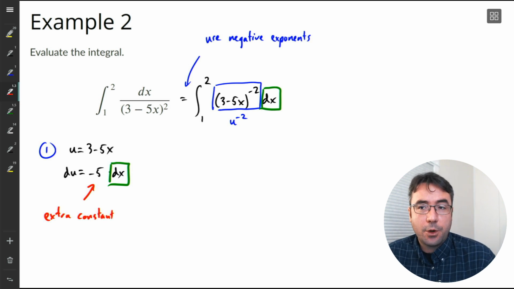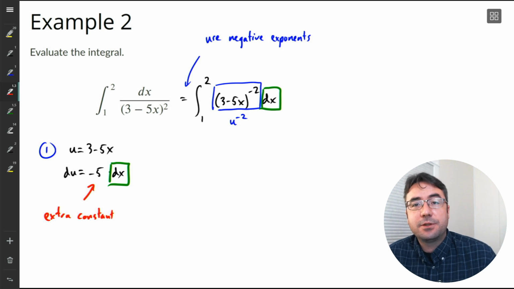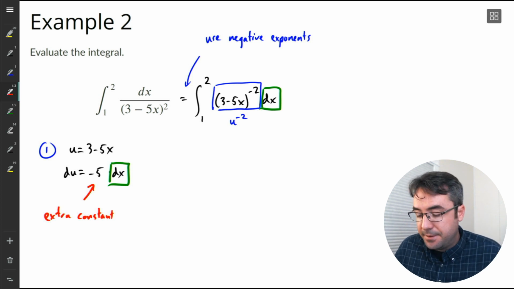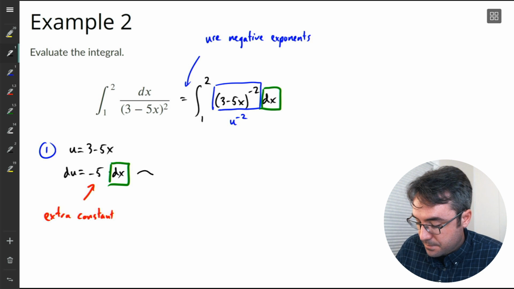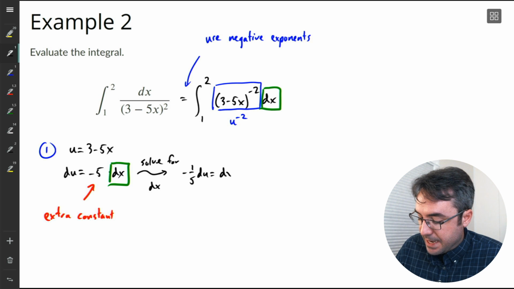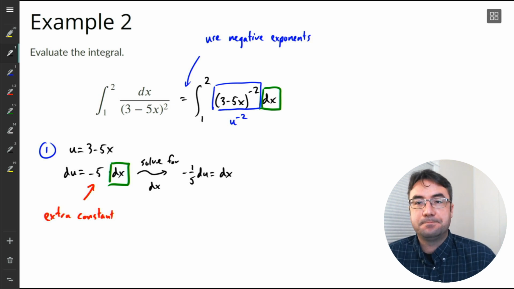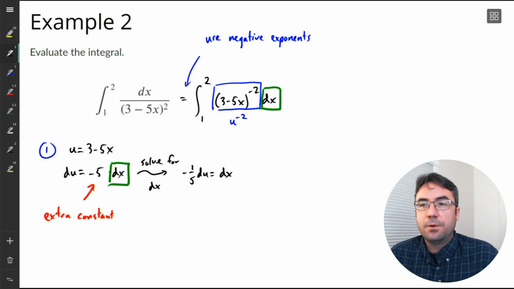And we know what to do with those. It doesn't show up in the original integral, so we move it to the other side. So we're going to solve for dx. And when we do that, we get negative 1 over 5 du is equal to dx. And there we go. All right, so we have all of the pieces that we need for converting our function all in terms of u.